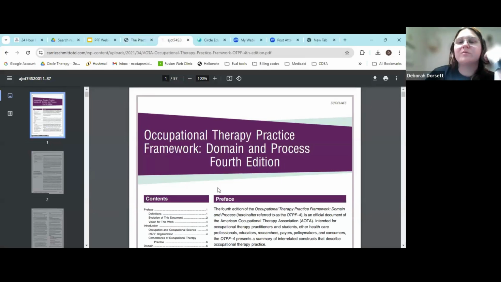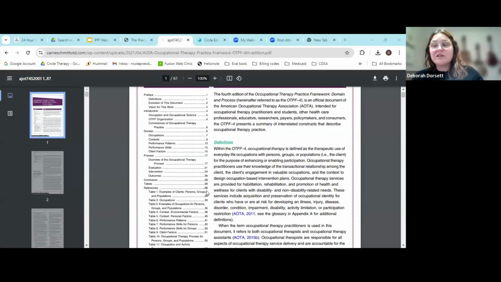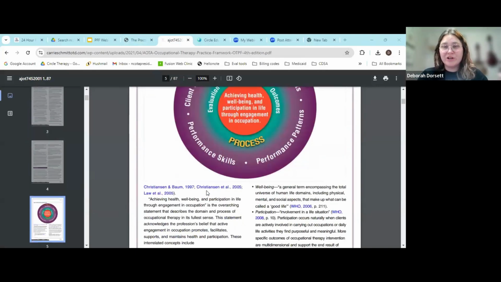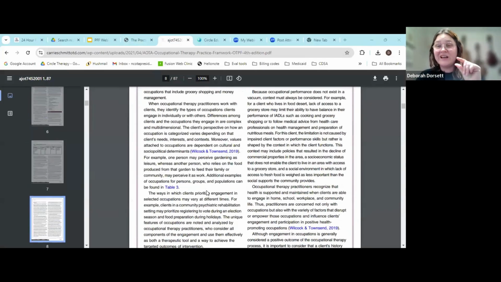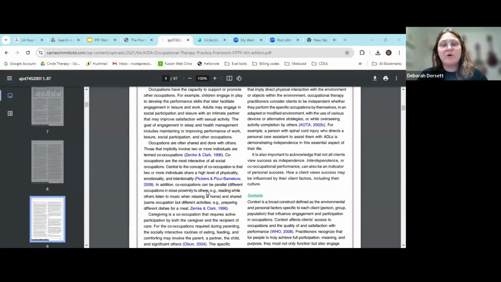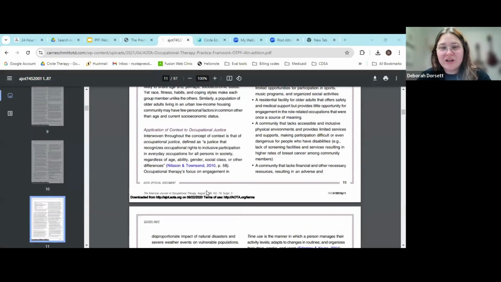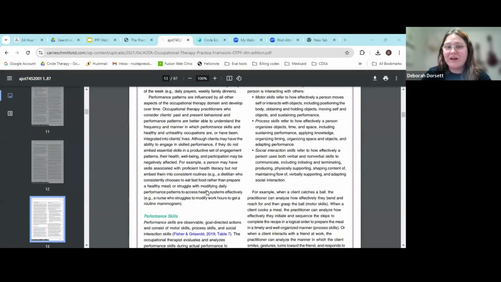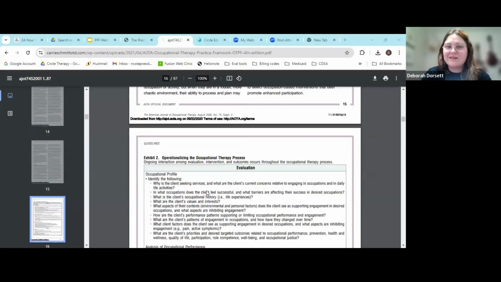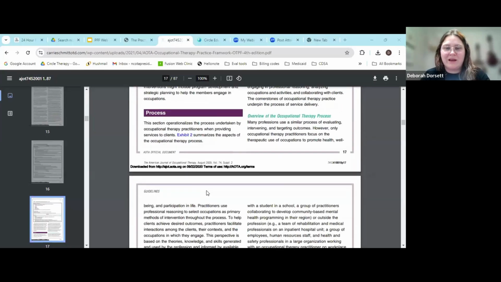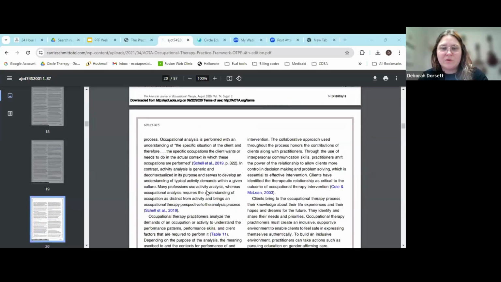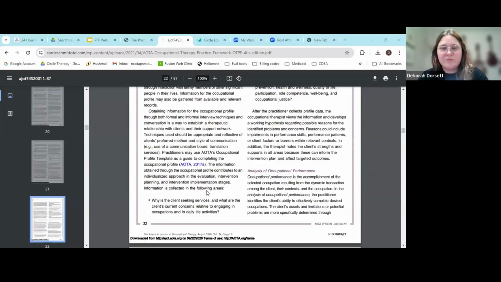Okay, can everyone see my screen? The OT practice framework, domain and process, 4th edition. That's the current edition that we're on now. Give me a 1 if you can see my screen. Taylor and Pollyanna are letting me know they're with me. Awesome. Okay, I'm going to again scroll through this document because you don't need me to read the whole framework to you. I just want to point out where feeding is a huge part of your practice. And you might already know this, or you might have known it and kind of forgot about it because it's not what you see happening as the main place in the pediatric world.